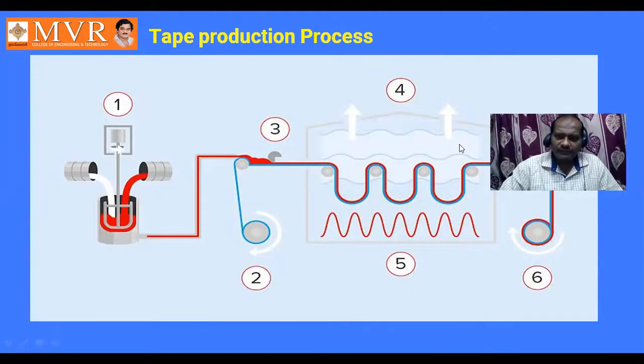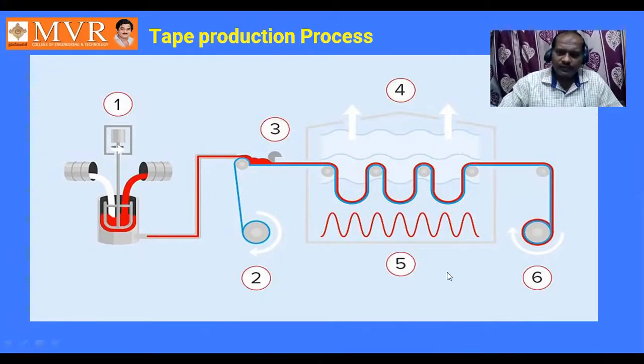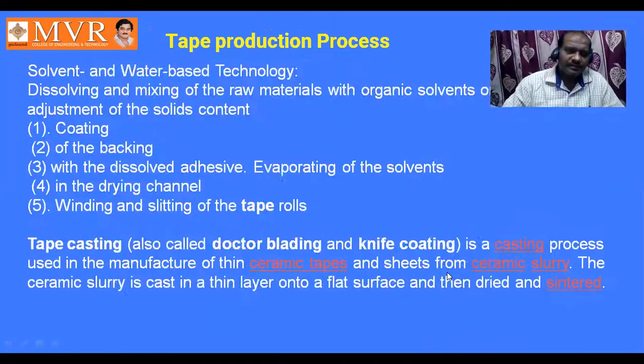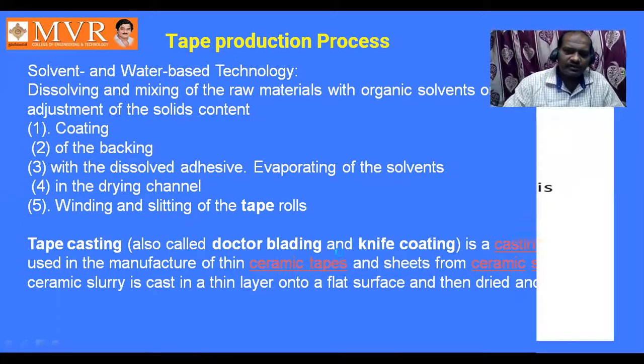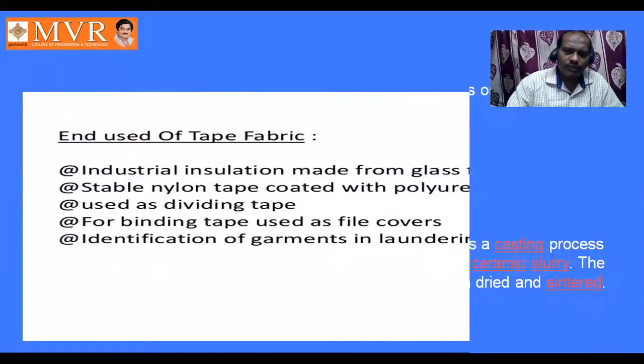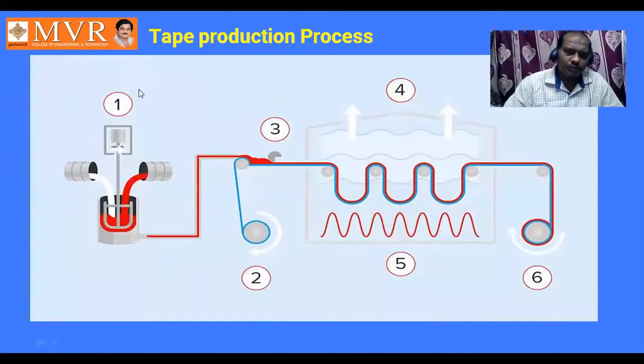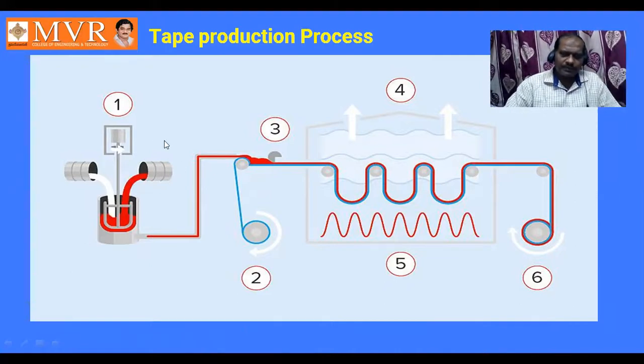So what is the first process? If you observe what I told, it is coating. What are the things we are going to need that are going to be mixed in this first one? Here one adhesive is going to be mixed with another type, so that we prepare a raw tape material. That's the first one.